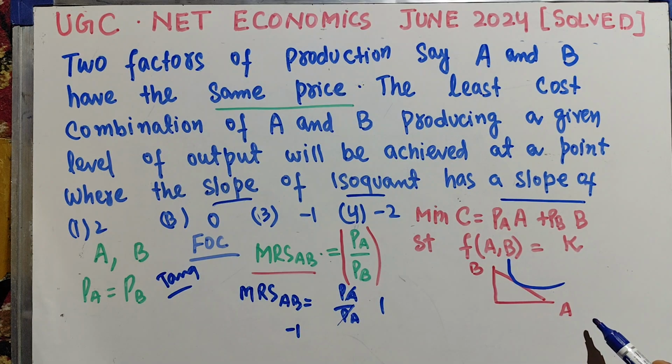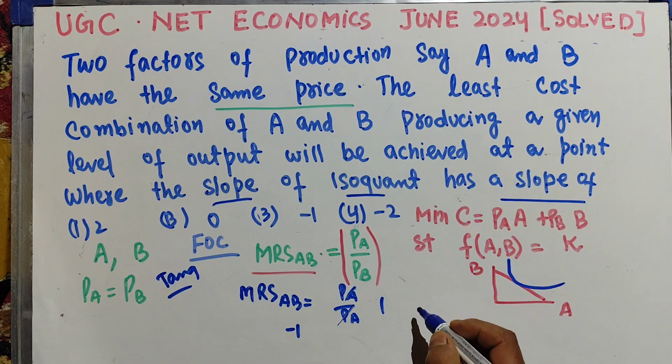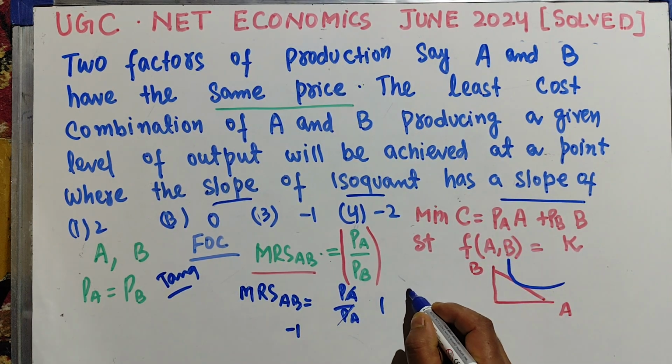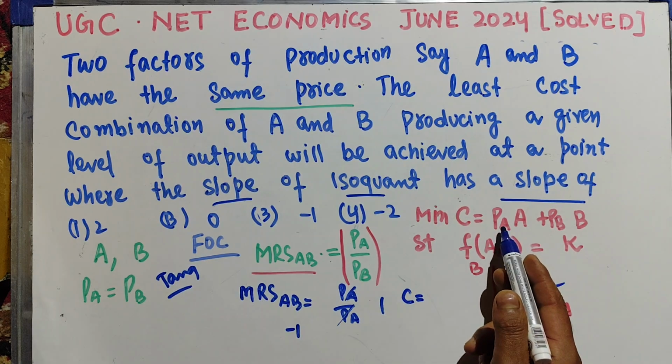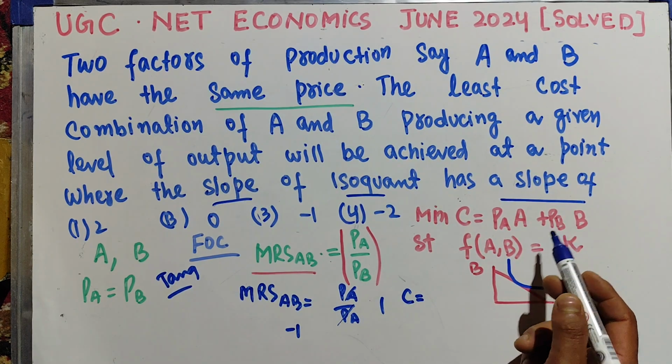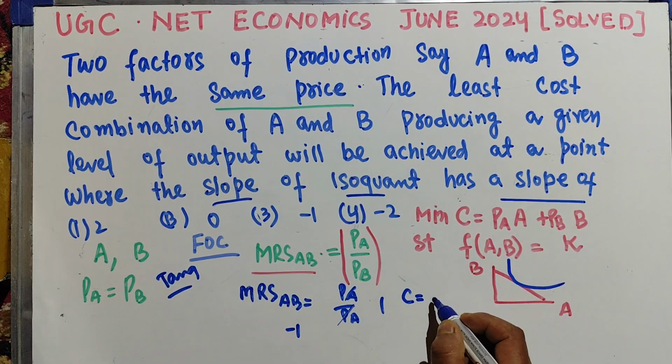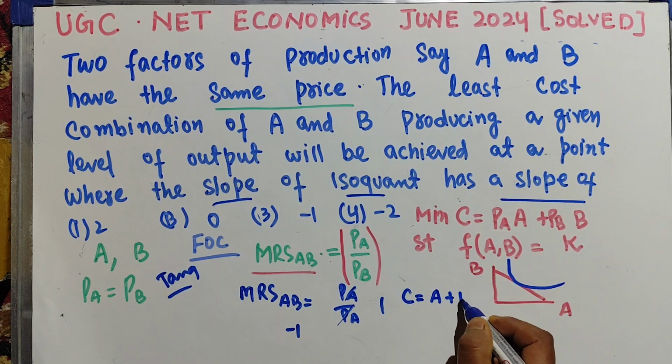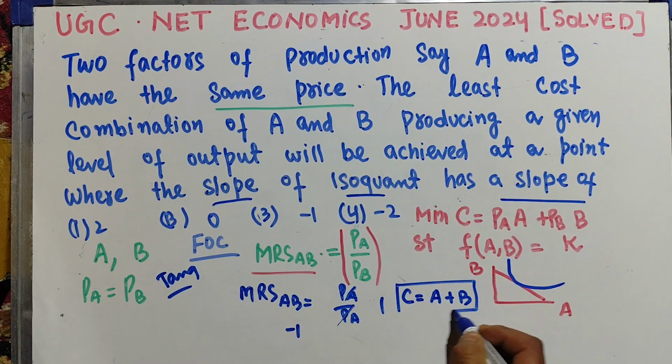It is downward sloping. Okay, if I write the cost function as C is equal to price of A times A plus price of B times B, and the prices are the same, let us say they are equal to 1, so C is equal to A plus B. If I draw the graph of this line, it will be downward sloping with a constant slope of -1. Okay, you can check it out by yourself.